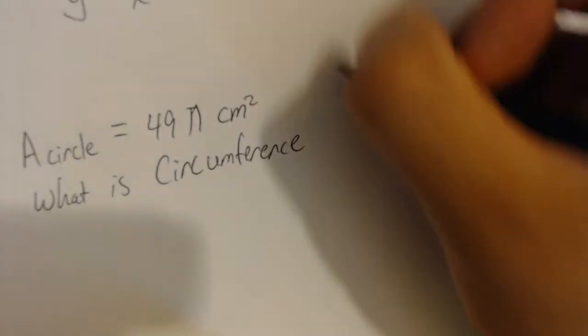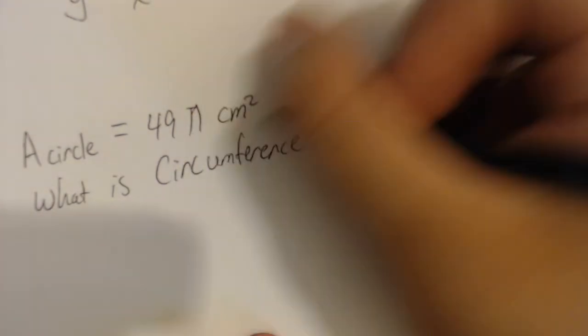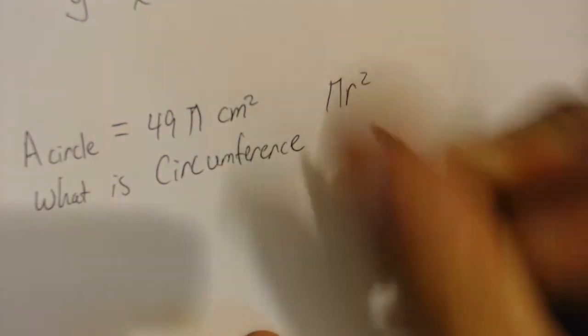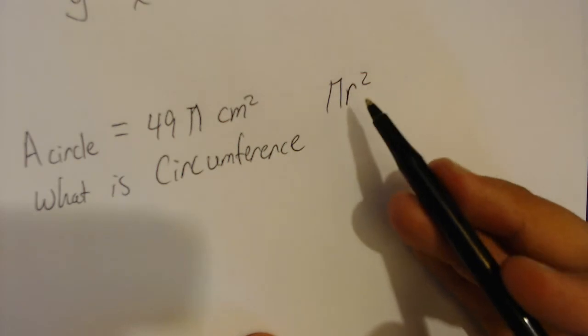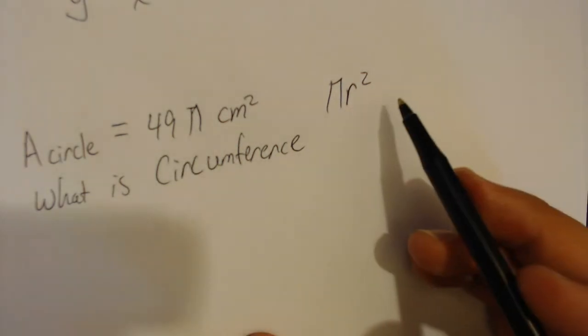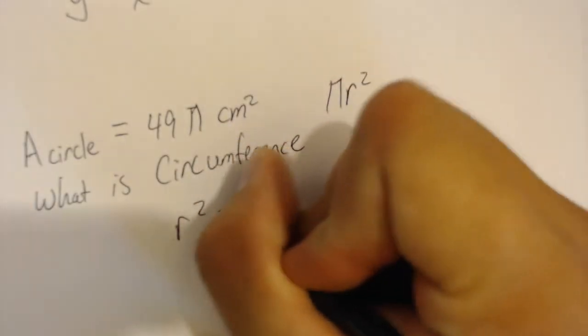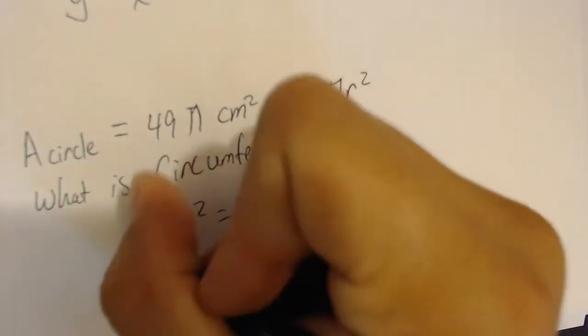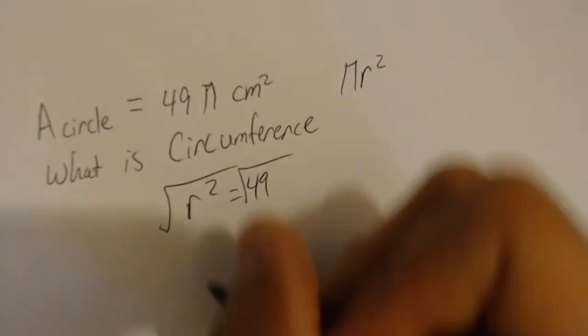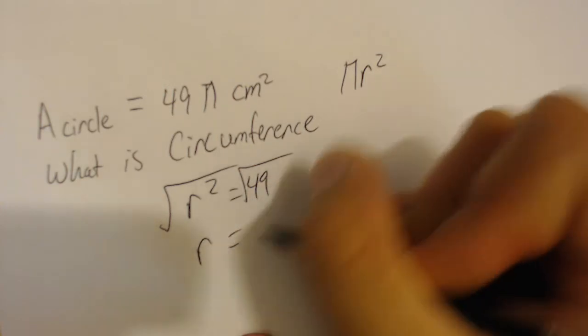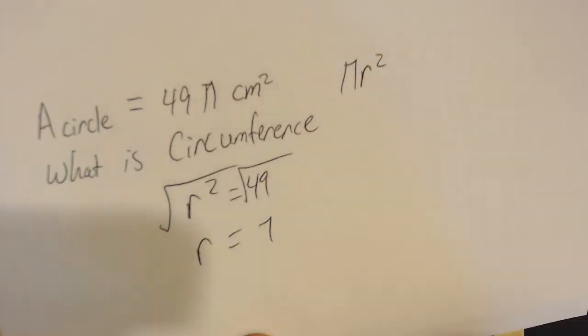So using our knowledge of area of the circle, which is area equals pi r squared, that means that r squared is equal to 49. So if r squared equals 49, we square root each side. Square root of r squared is just r. Square root of 49 is 7.